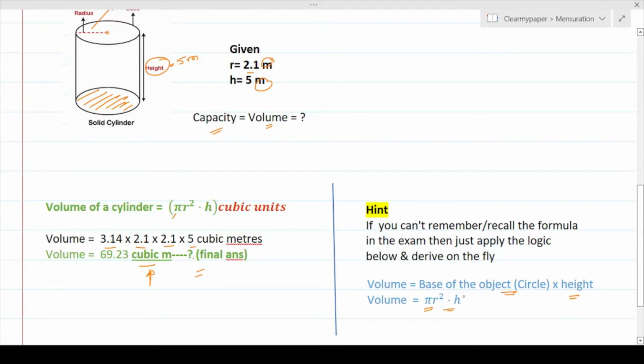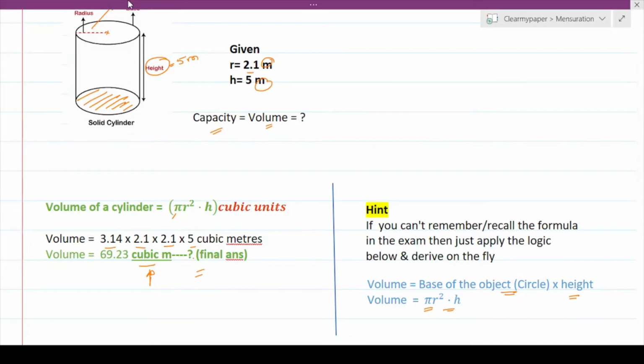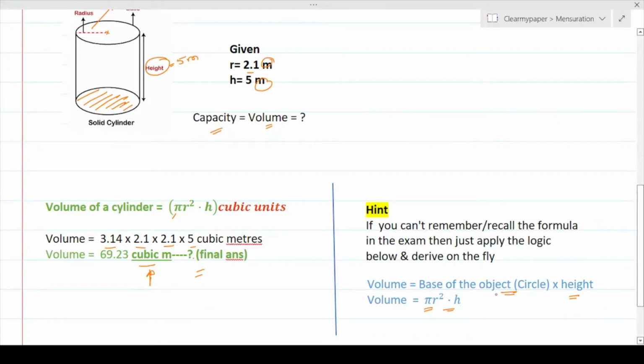So like I said, just remember this. If you don't remember, don't worry about it. Just think about it. Anytime volume is asked, I need to just multiply the base of the object, whatever shape that is. In this case, it's a circle, and I need to just multiply by the height. In case of a cuboid, it will be just length into breadth into height, and so on and so forth. So that's how you need to solve this.